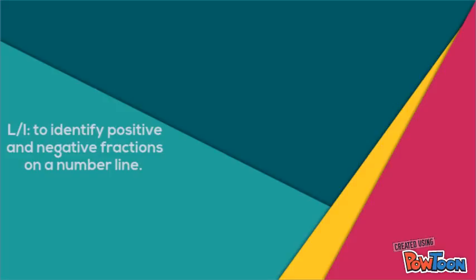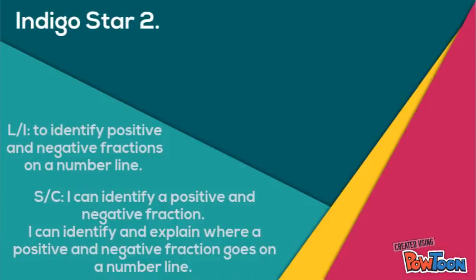Welcome to Indigo Star 2. Your learning intention for this star is to identify positive and negative fractions on a number line. Your success criteria are: I can identify a positive and negative fraction, and I can identify and explain where a positive and negative fraction goes on a number line.